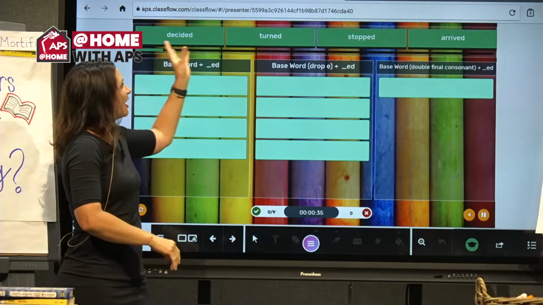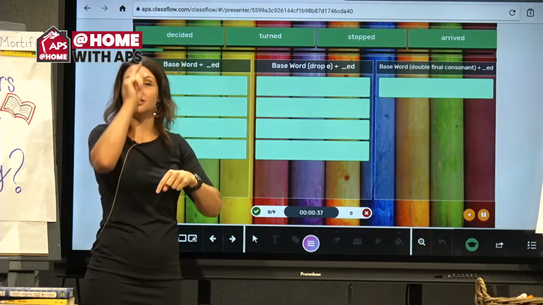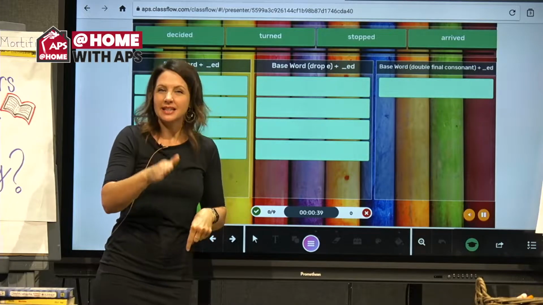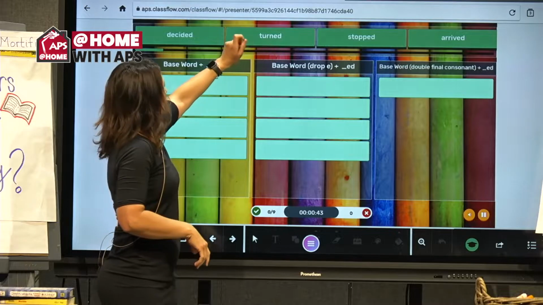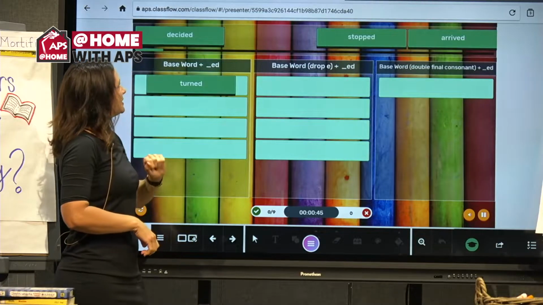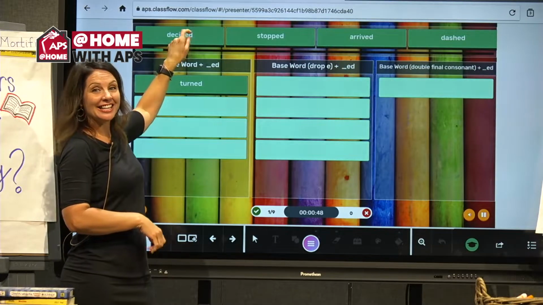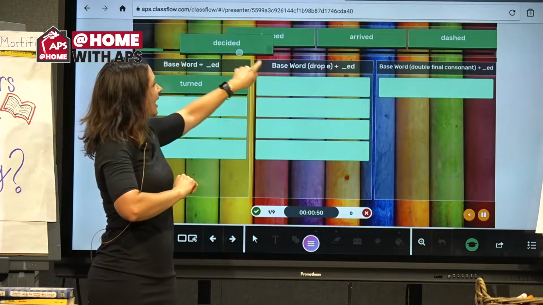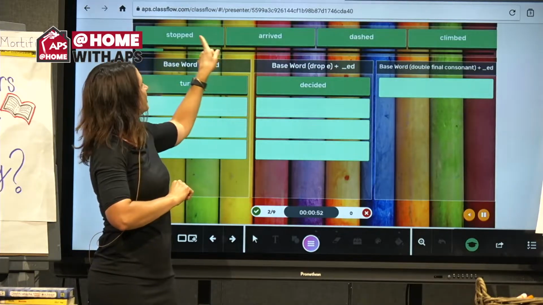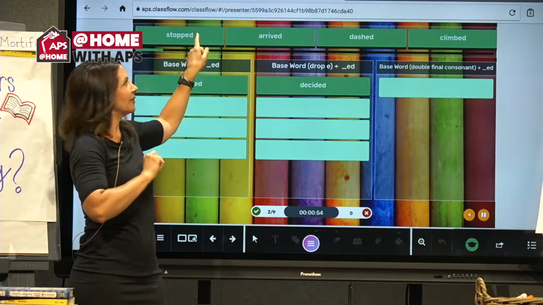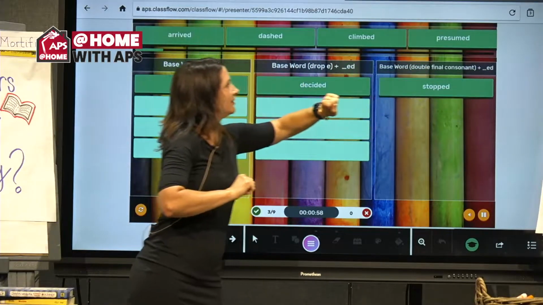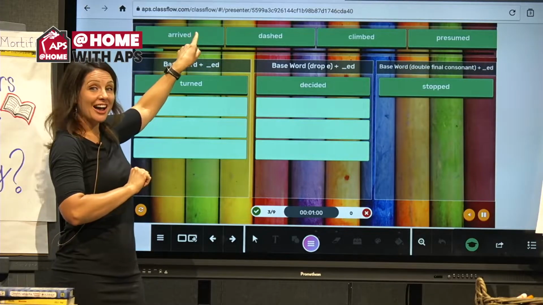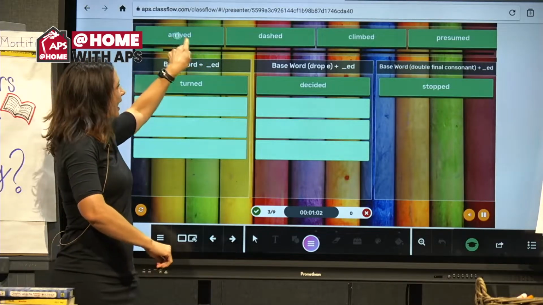Up at the top here, I have a few words. I just need to put them into the correct categories. This is similar to what you will do at home. Turned, that's just a base word plus ed. Decided, drop the E, add ed. Stopped, that's doubling the last consonant, the final consonant. Arrived, drop the E, add ed.